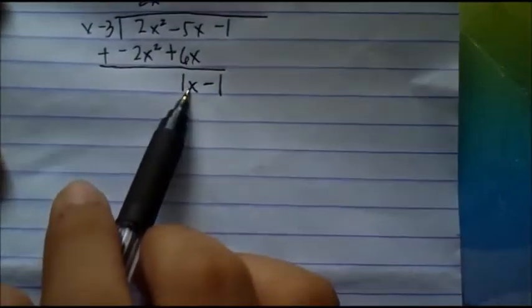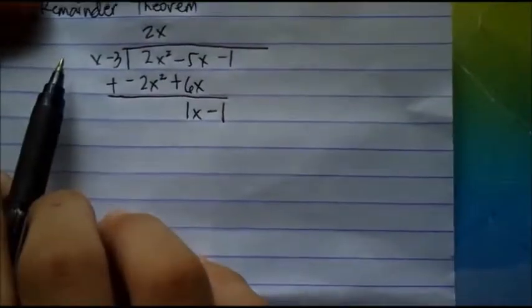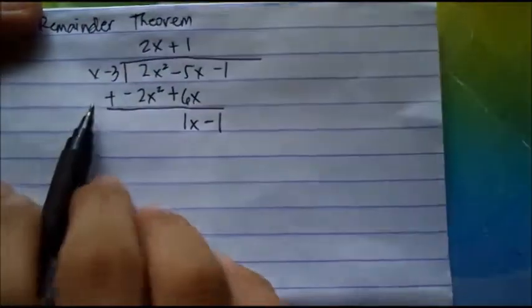So it becomes positive 6x. So, let's add them. Negative 5x plus positive 6x equals 1x. So, 1x, then bring down the negative 1. 1x divided by x equals positive 1. Positive 1 times x equals 1x.